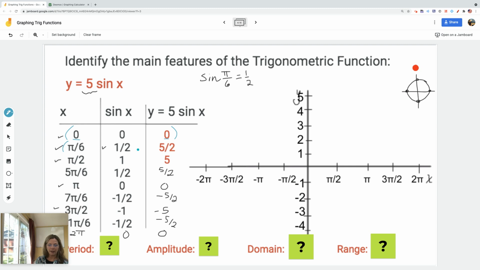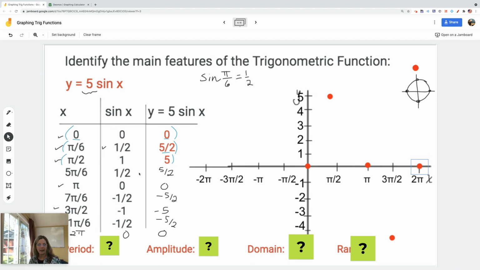I'm going to graph pi over 6, 5 halves. I'm going to graph pi over 2, 5. So I'm going to go ahead and do that. I'm going to do 0, 0. I'm going to do pi over 2, 5, because pi over 2 is on my curve. Pi over 2, 5. I'm going to do pi, 0. And this makes sense to what I know about the sine curve. Starts at 0, goes high, goes to 0, goes low. So 3 pi over 2 should be -5. I can move this out of the way. Something like this. And then 2 pi gets back to 0. Okay, there's my sine curve.